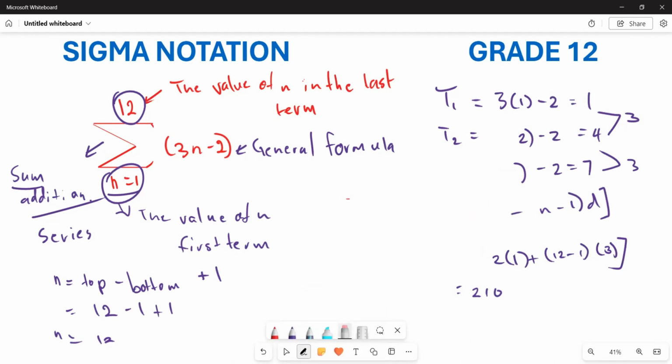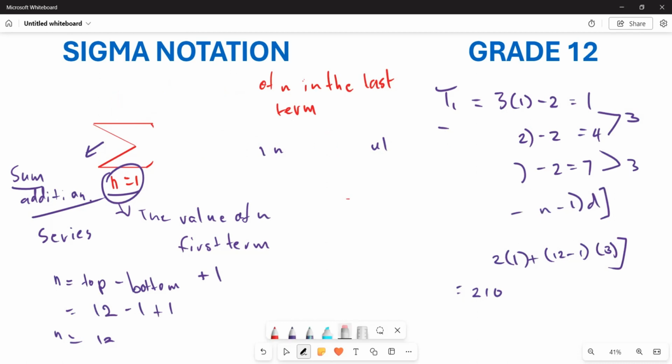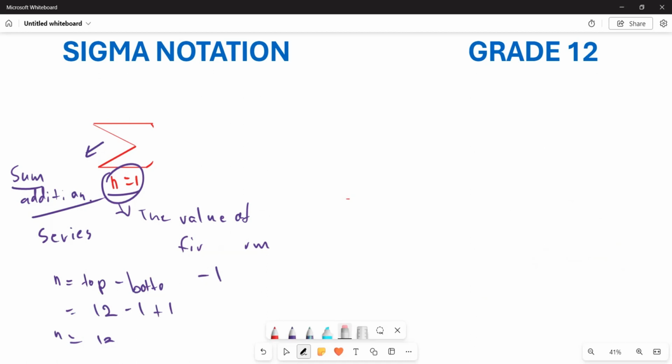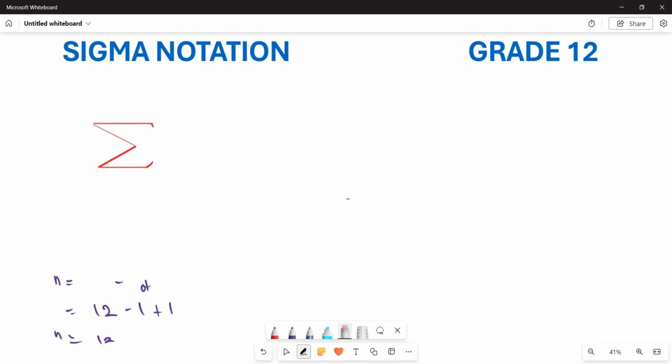Right, now I want to give you this next example so that you can see and at least know what is required of you. Let's say I give you this next thing here. Let me just make up my space and give you a different sigma notation so that you can at least understand what is required of you.